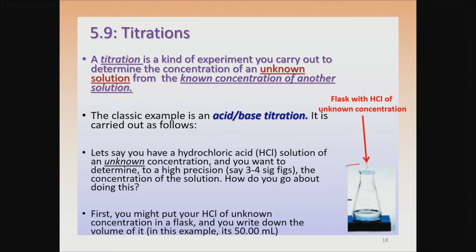So here in this picture we have a flask of HCl. The HCl is an unknown concentration, so I'm going to write capital M here for molarity because we do not know its concentration, but we do know the volume of HCl we have. Maybe, for example, I have 50.00 milliliters of HCl in this flask. So now, how would I go about finding out the concentration of this HCl? Well, this is what you do.